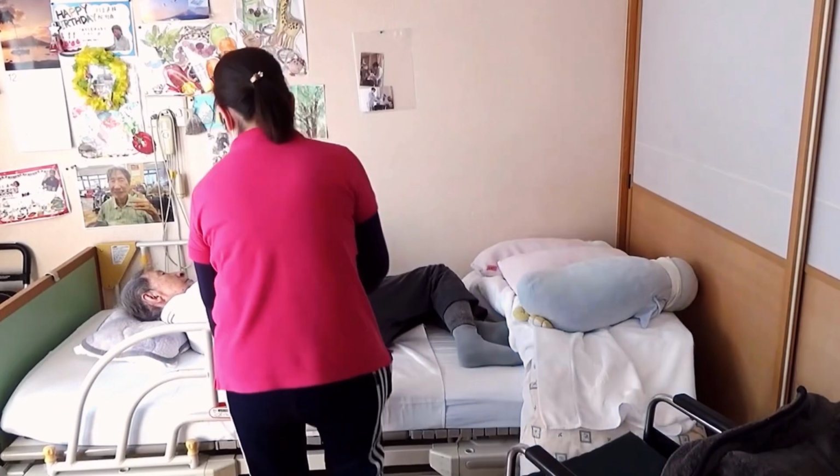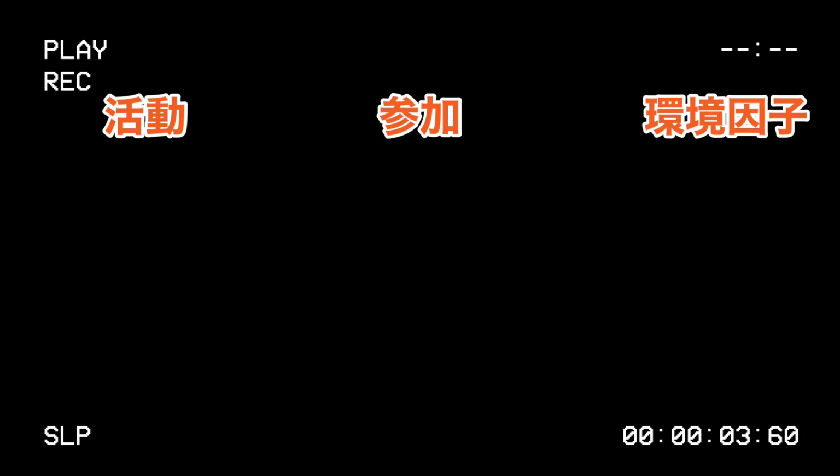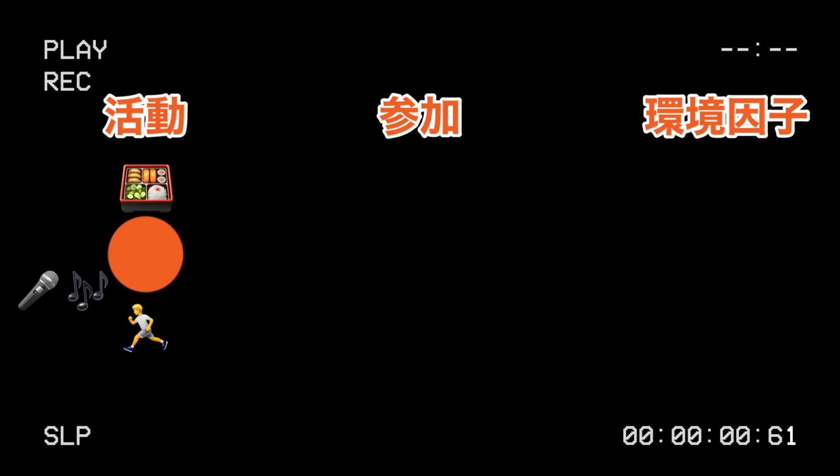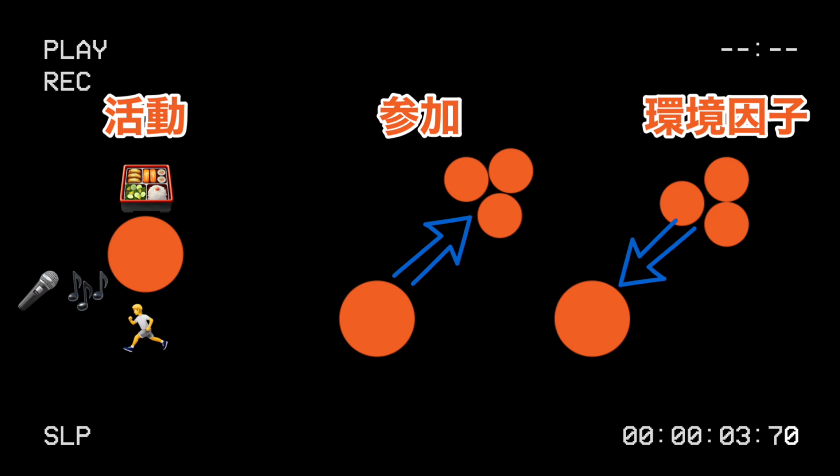The most common example of services is the kaigo service. So whenever you encounter a person in the given situation in the exam that uses some sort of kaigo service, that word there belongs to kankyo inshi. To better understand Katsudo, Sanka, and Kankyo Inshi, picture a circle. Whatever that circle does, if it's doing it alone, that's Katsudo. If that circle goes to another circle or a group of circles, Sanka. If another circle or a group of circles comes to your circle, that's Kankyo Inshi.